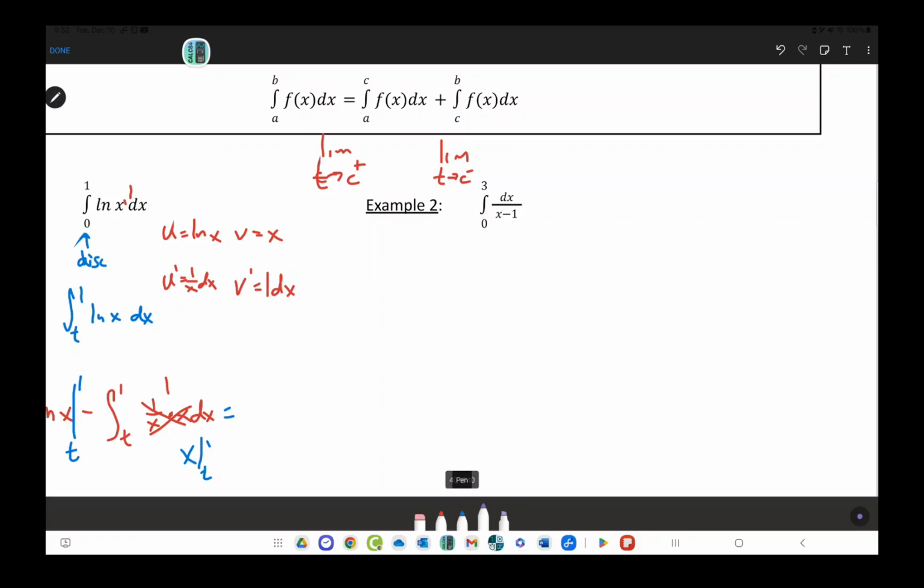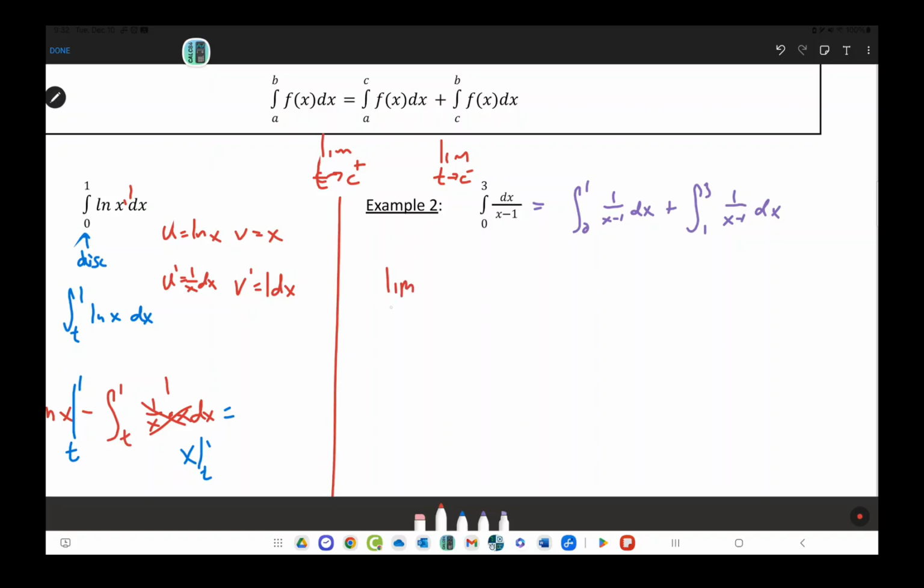The second. The integral from 0 to 3 of 1 over x minus 1. Now the issue here is inside my bounds, I have an infinite discontinuity which exists at 1. So we need to separate this as the integral from 0 to 1 of 1 over x minus 1 dx plus the integral from 1 to 3 of 1 over x minus 1 dx. Right? So we're going to take the limit.